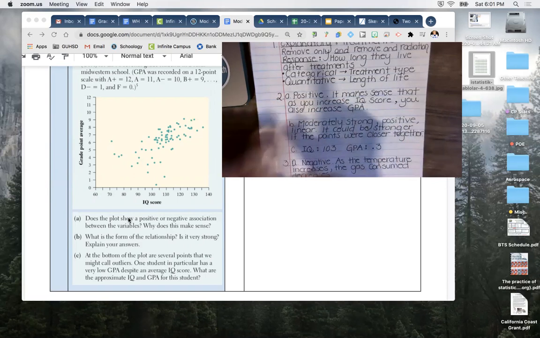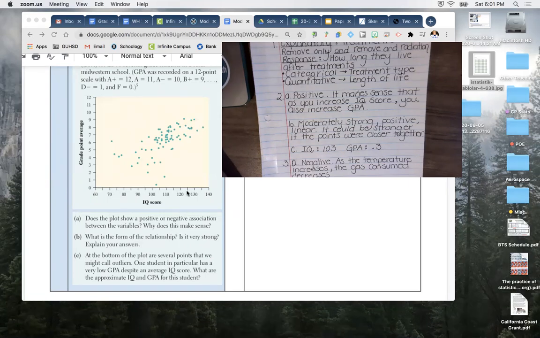It does make sense because the way that we always read these graphs is as you increase whatever's on the x-axis. So in here, as I increase my IQ, that means that my GPA is increasing as well. Okay, so that's how we would read that one. As I increase IQ, then that would mean my GPA would be increasing.